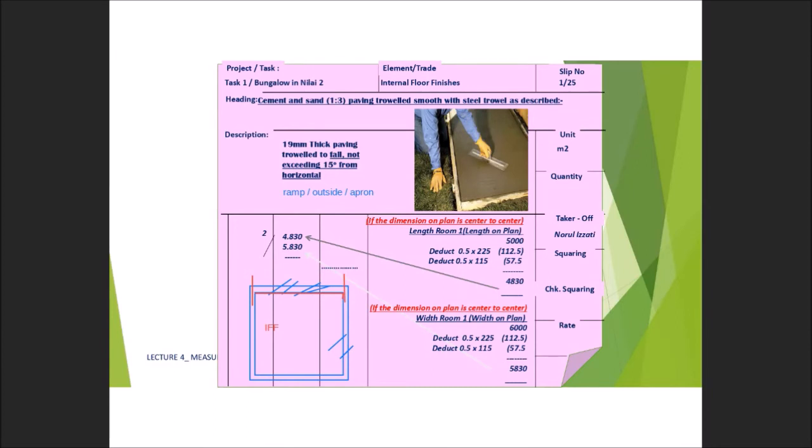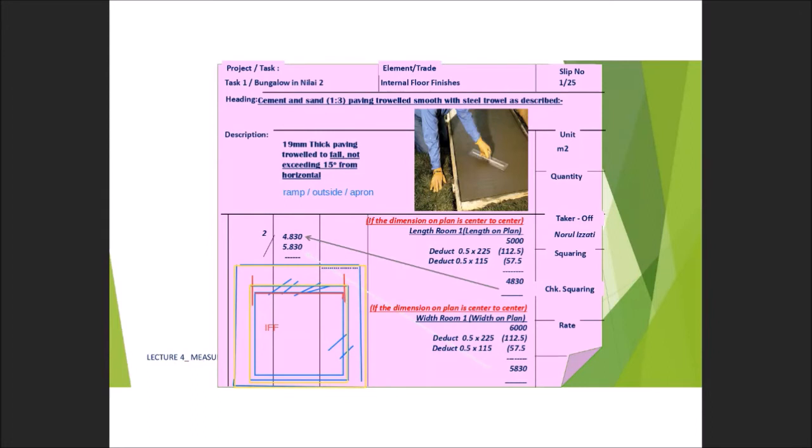Let's say you want to measure the external part, the apron. This is under the second category, for example. You have to make sure that the dimension is given and taken outside the building. One way, you can take the external floor area, and then deduct the internal floor area. That is one of the easier ways.